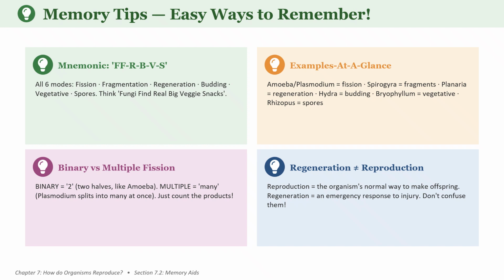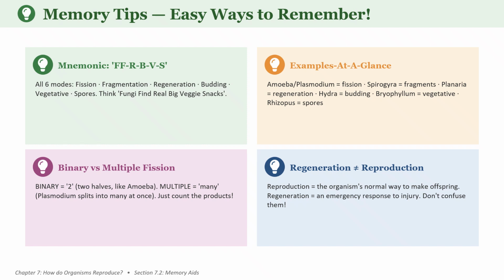So, examples at a glance. Let us see the examples. For fission, we can give amoeba, and Plasmodium for multiple fission. Spirogyra for fragmentation. In planaria, the regeneration process occurs. In Hydra, budding occurs. In Bryophyllum we can see vegetative propagation. In Rhizopus, spore formation. Binary versus multiple fission: binary means bi, two, right? So two halves, like amoeba. Multiple means many, so Plasmodium splits into many at once. Just count the products, right?